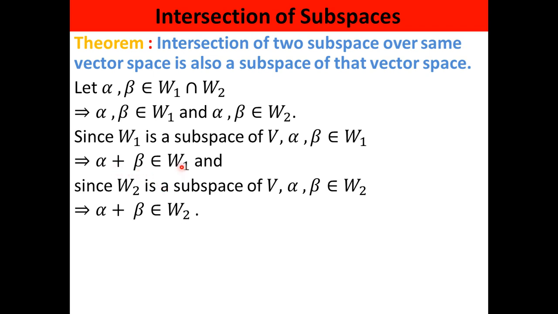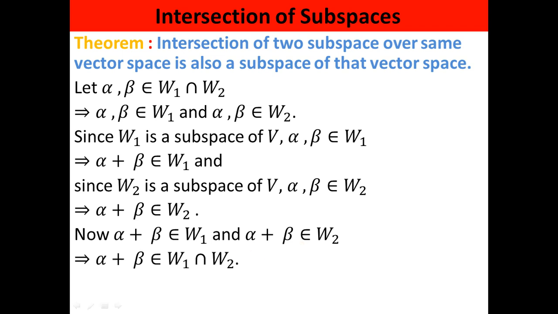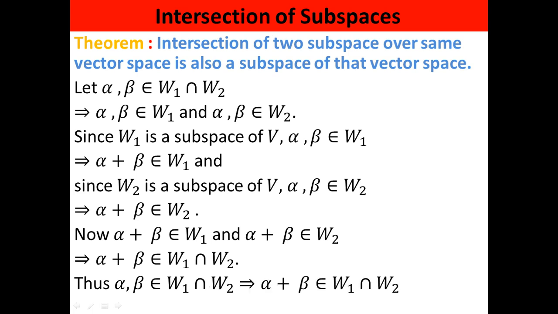Since W1 and W2 are subspaces, both the conditions hold. So here you see that alpha plus beta is in W1 as well as alpha plus beta is in W2. Since alpha plus beta is in both W1 and W2, this must belong to W1 intersection W2. So we see that for any two elements alpha, beta in W1 intersection W2, their sum is also in W1 intersection W2. So the first condition for a subspace is satisfied for W1 intersection W2.